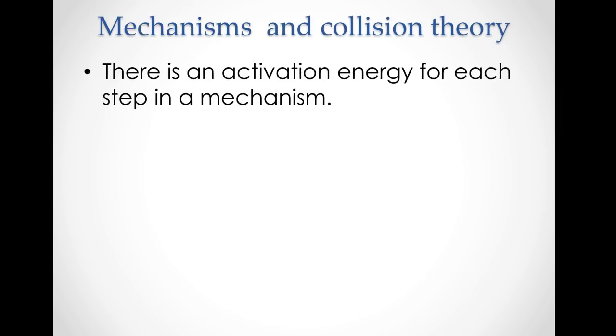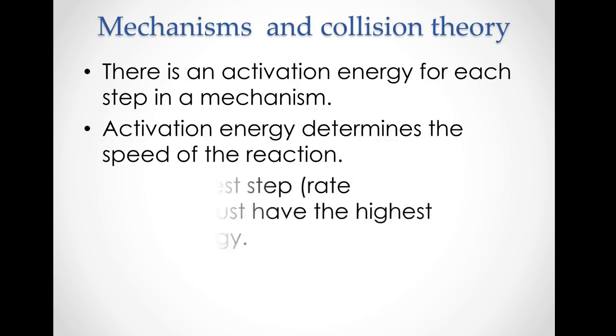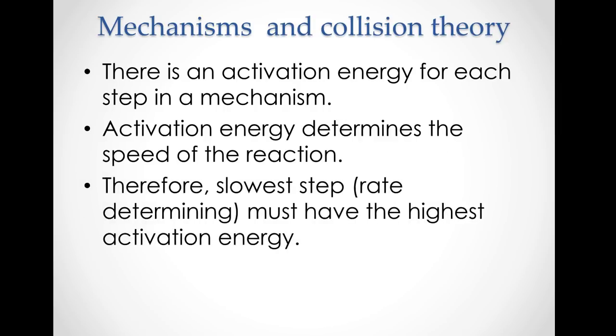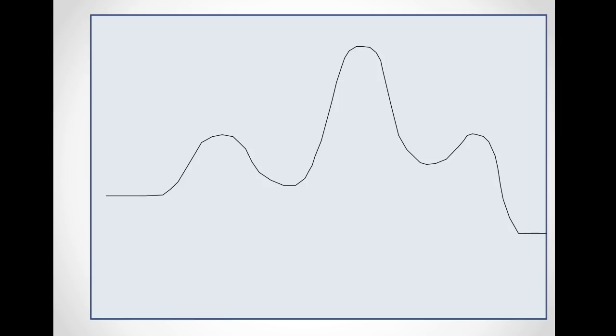Now, how it ties into the collision theory is every step in a mechanism has an activation energy. I kind of talked about that a little bit before. The activation energy determines the speed of the reaction, because again, it's the hill. They have to climb that hill. They have to have enough energy to get over the hill. Once they do, the reaction's off and running. But the slowest step is referred to as the rate determining step. It must have the highest activation energy. It's the biggest hill because it's the slowest one. It takes the longest time for them to get over.